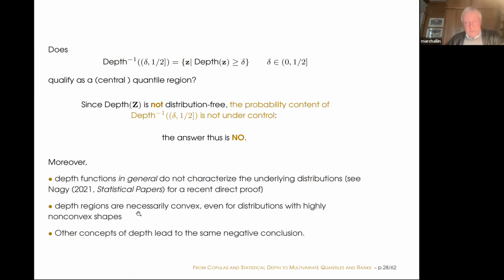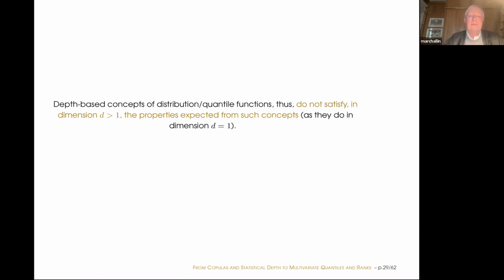You also have that depth regions are necessarily convex, even if you have a distribution which is highly non-convex. I mean, if you have a banana-shaped distribution, you would expect that the quantile regions also have the shape of a banana. This is not the case with depths. The depth regions always are convex by construction. So this is not the right way to define multivariate quantiles.